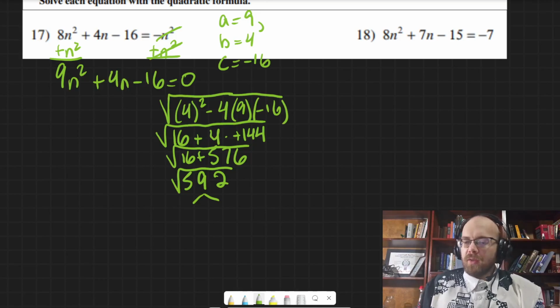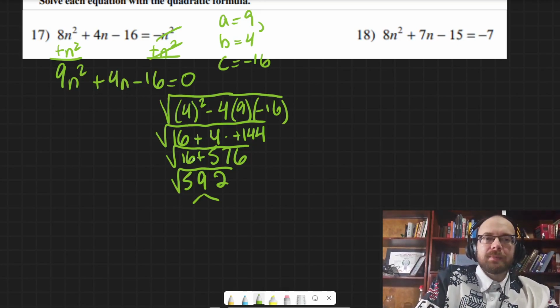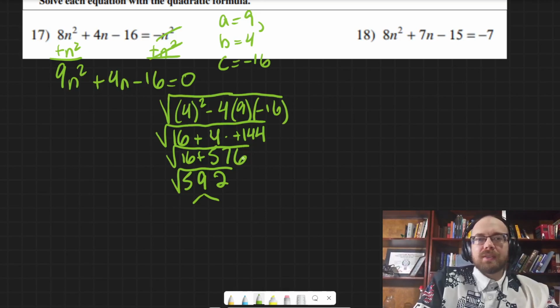Okay. And then, does that have a square root? 592? I'm curious. No, it's close to 24, that makes sense. It will simplify, though, a little bit. Does it divide by 16? It does divide by 16. Oh, look at that. I had a suspicion because 576 is going to divide by 16, and then I'm adding 16 to that.